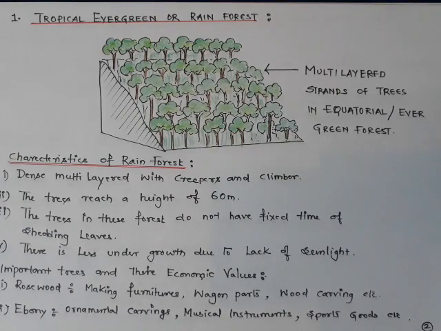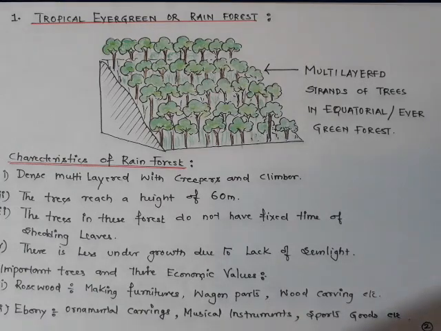Why? Because this is usually found in those regions that receive a rainfall of more than 250 centimeters on an annual scale. For example, the western slopes of Western Ghats and northeastern part of India receive an abundant rainfall of more than 250 centimeters. So hence these regions definitely have tropical evergreen forest.